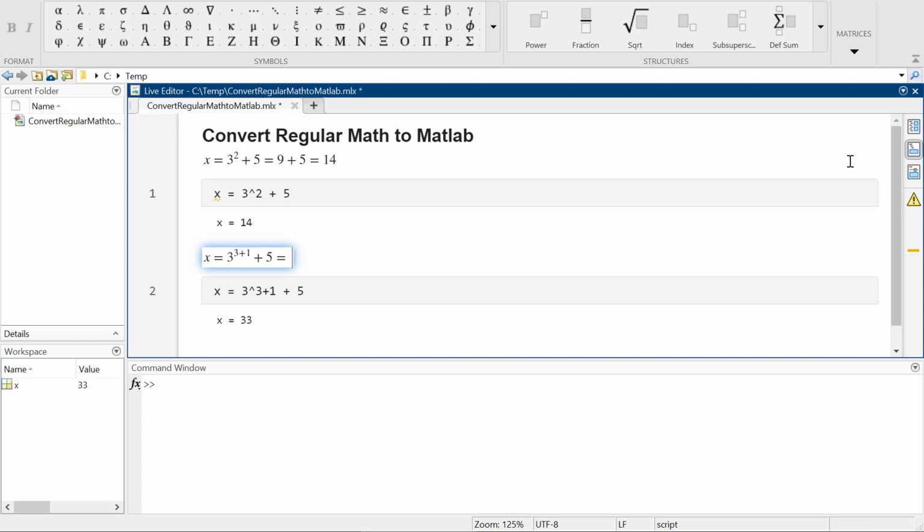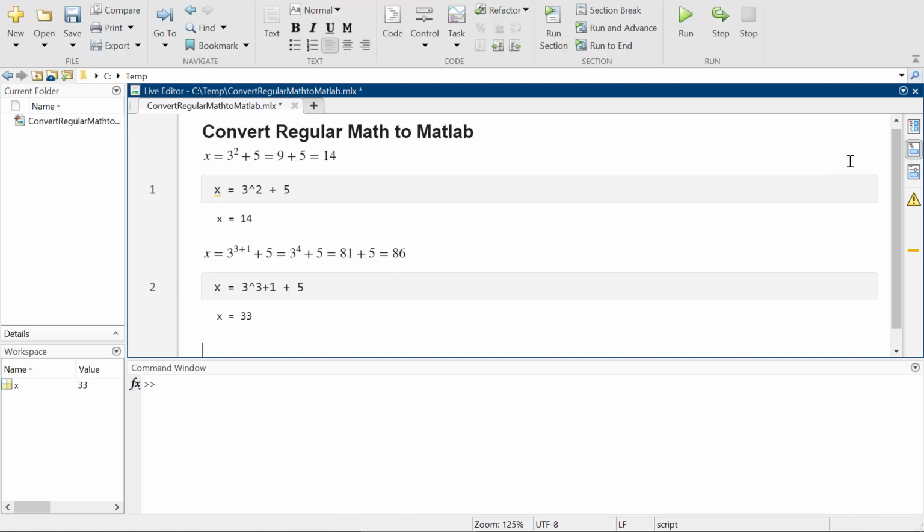So in this example, I have 3 to the 3 plus 1 plus 5. So I need to be like, okay, what is this really? It's 3 to the 4 plus 5. Now 3 to the 4 is 9 squared, so that's 81 plus 5, which in theory is 86. That is not what I got.